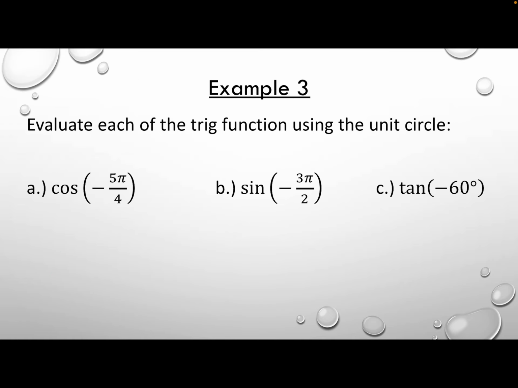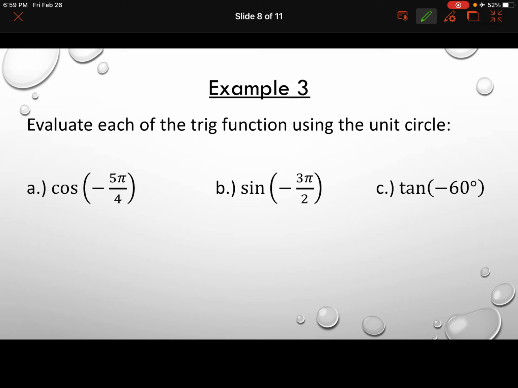So evaluate each of the trig functions using the unit circle. So the first one, cosine of negative 5 pi over 4. Okay. So here's one way. Method 1 is try to think of where 5 pi over 4 is on the unit circle.